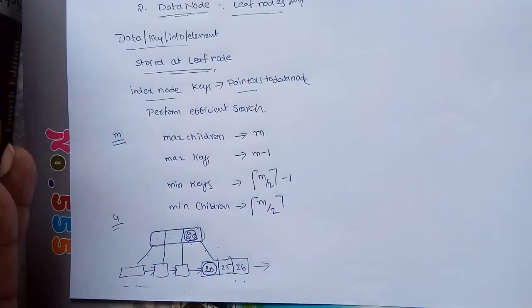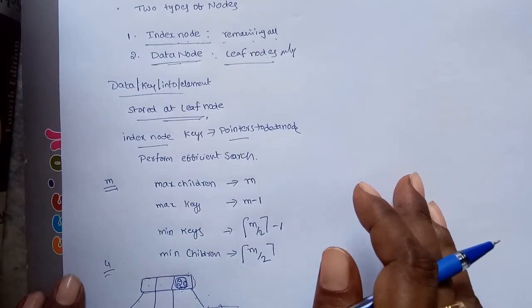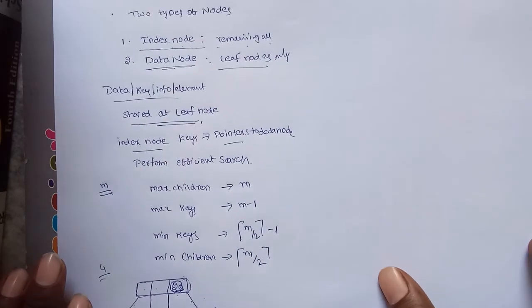Okay. This is the introduction to B plus trees. Mainly we have two operations, insertion operation and deletion operation. Next session we will discuss insertion with an example.